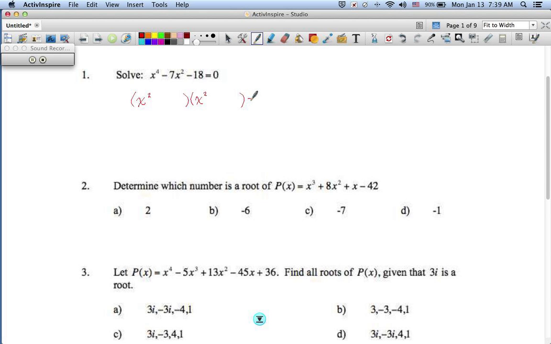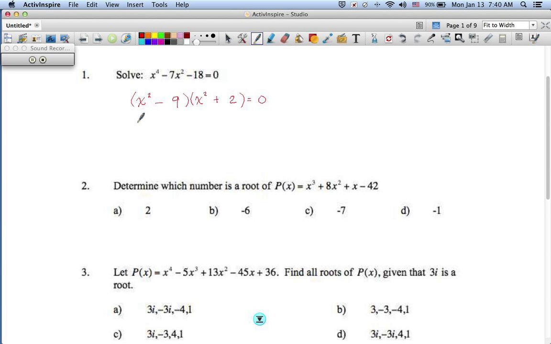And now you've got to think a little bit about 18: 1 and 18, 3 and 6, or 9 and 2. And 9 and 2, if you notice, has a difference of 7. So I'm going to go 9 and 2. I need a minus 9 and a plus 2. Signs must be different to multiply to a negative.